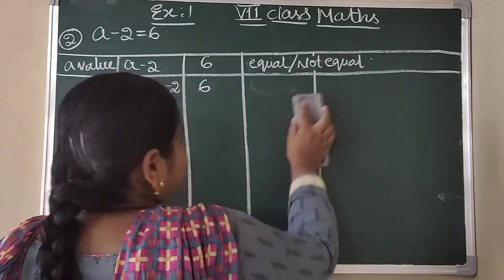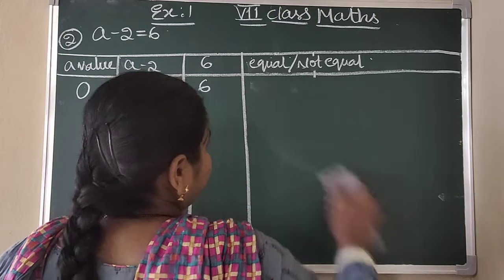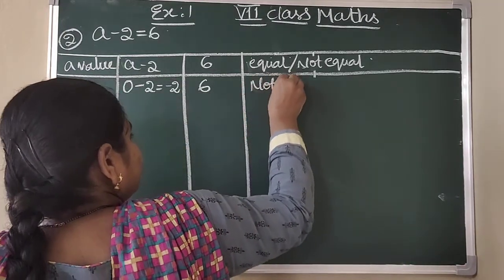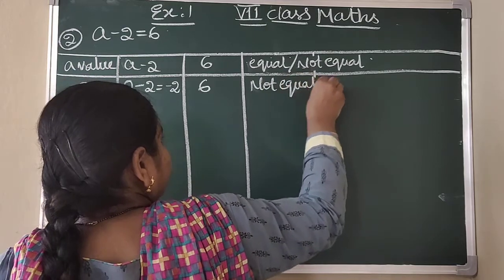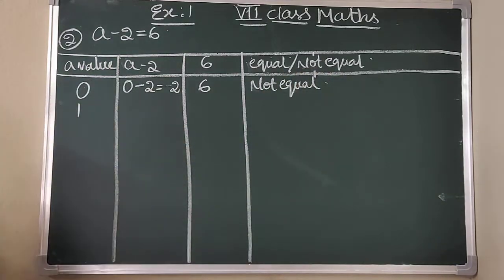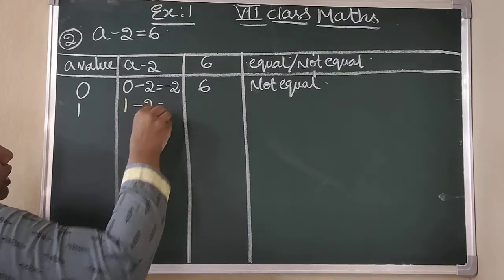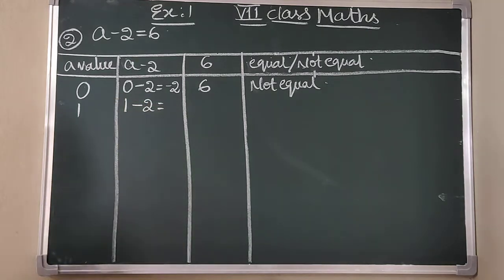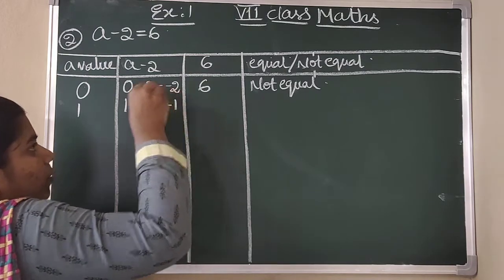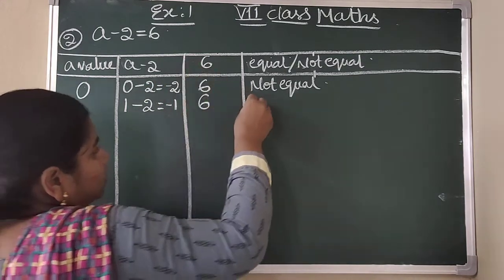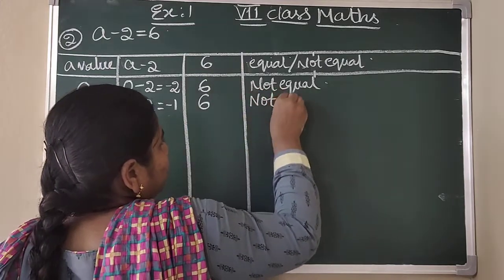Now the first one is not equal. We got not equal for the first one. For the second one I am substituting 1. So 1 minus 2. From a smaller number, if you subtract a bigger number, the result will always be negative. That will be minus 1. So minus 1 is not equal to 6. Again not equal.